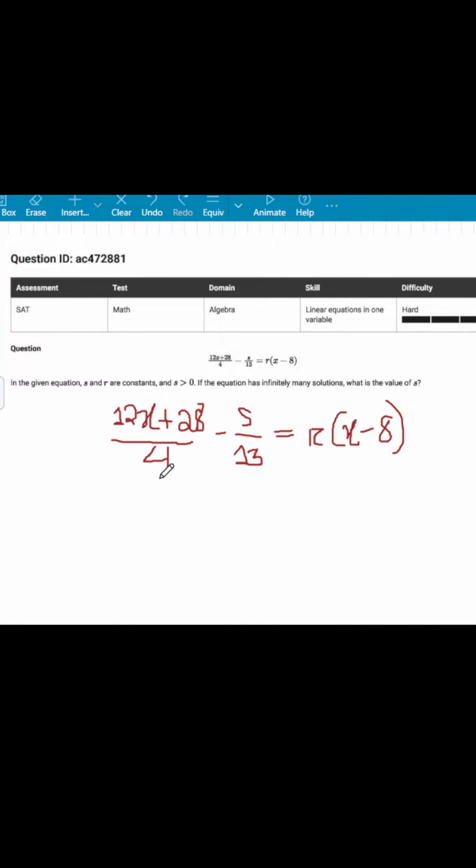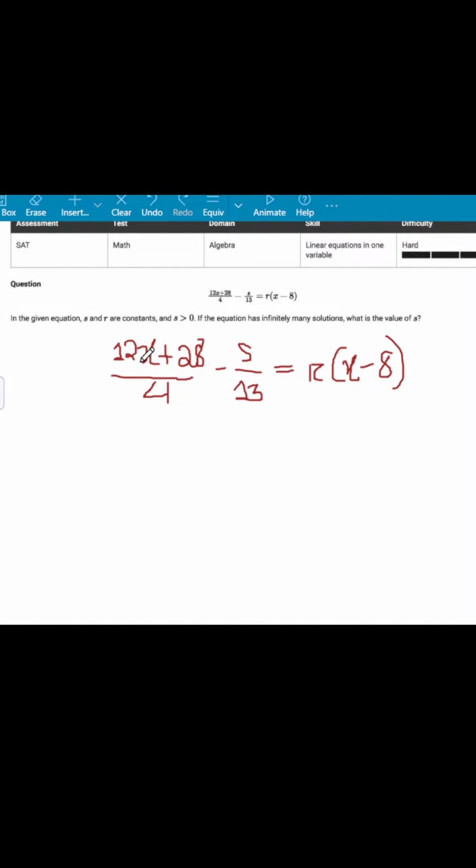Okay, now let me write the equation. It is (12x + 28) divided by 4, minus s by 13, equal to r times (x minus 8). Okay, so this is the equation.